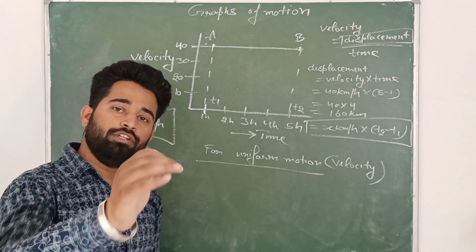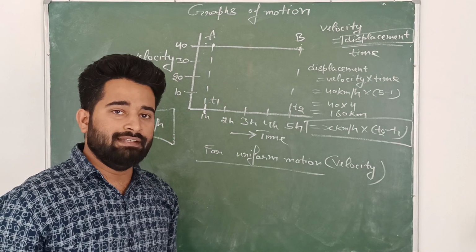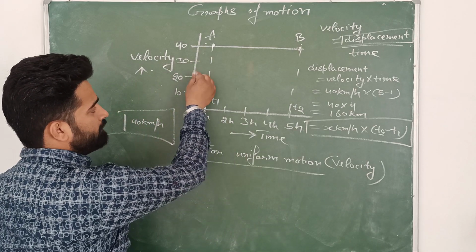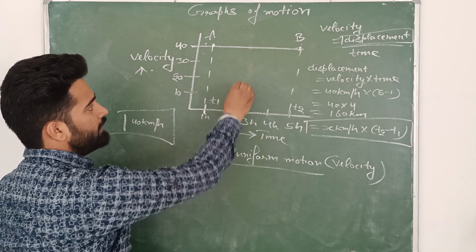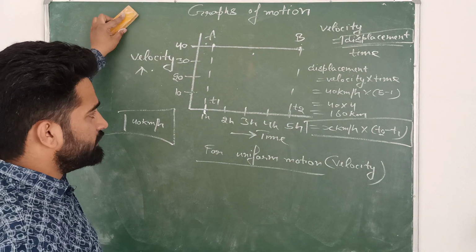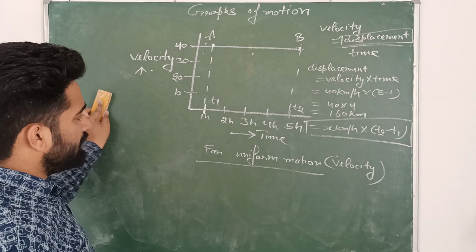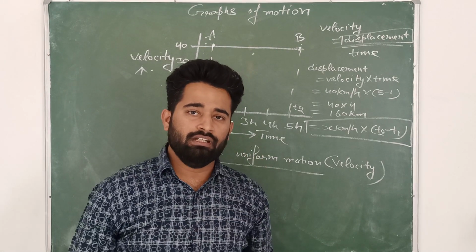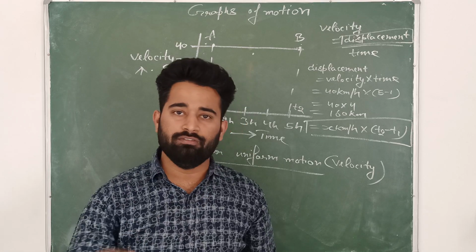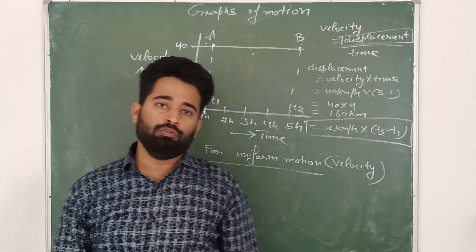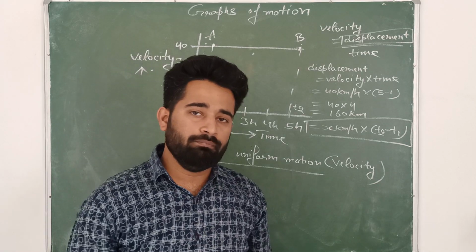Now, when the motion is not uniform, sometimes the velocity is 10, sometimes 20, sometimes 5, sometimes 35. So what will be the nature of the graph there? Make short notes from this in your notebook from the video. You can play the video in slow motion. If you want to understand well, you have to make notes.